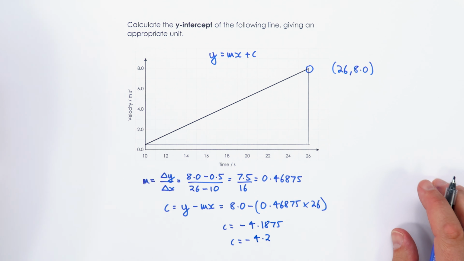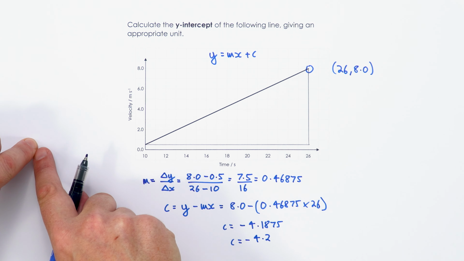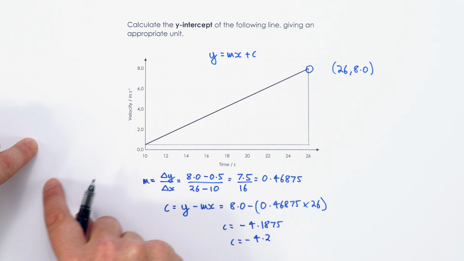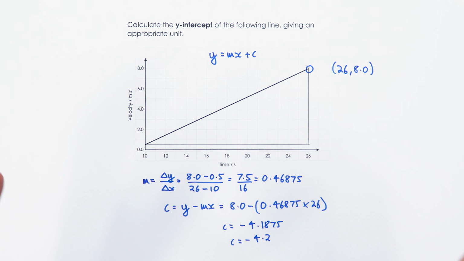And I guess that's the kind of thing that we might expect. If we were to go back to this point over here, and then think about where that line goes, it's going to be a negative value. It's going to be smaller than 0. So in this example, the velocity at time equals 0 would be equal to minus 4.2 meters per second.